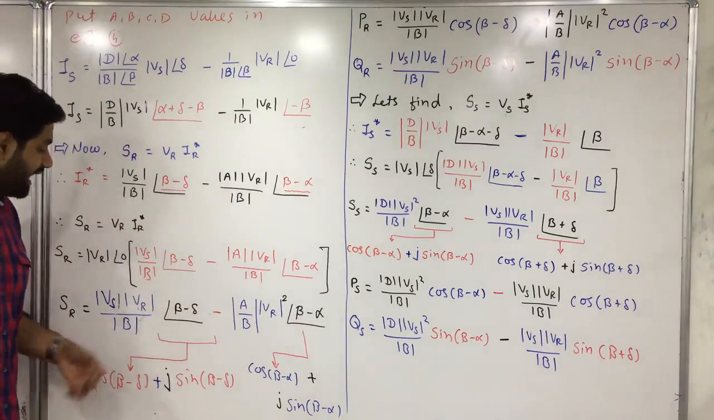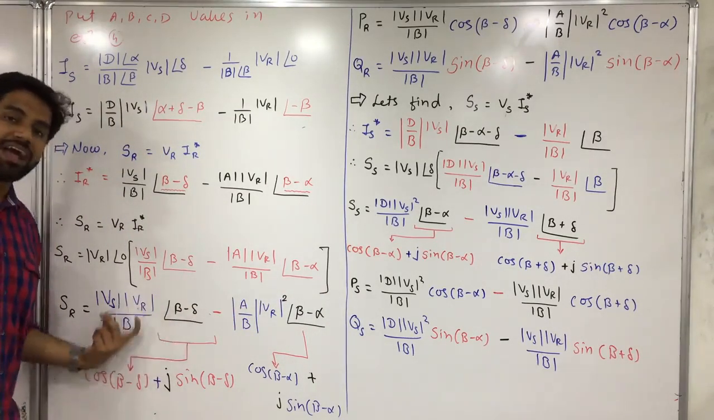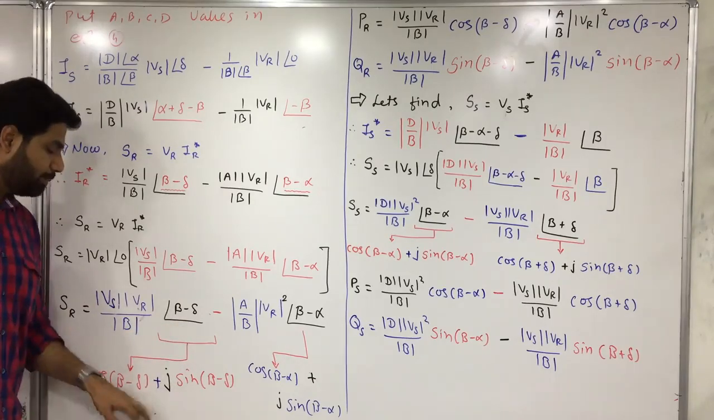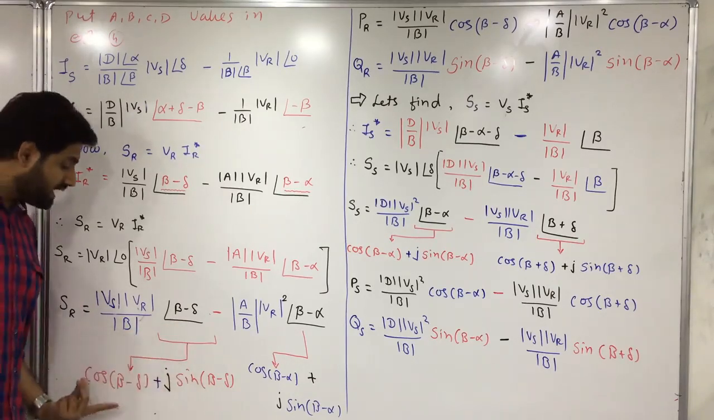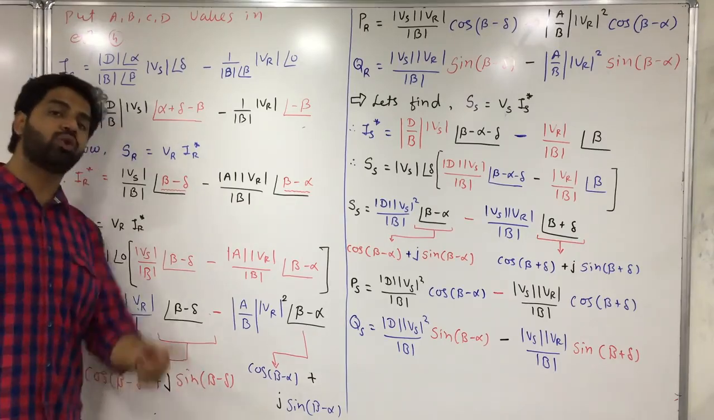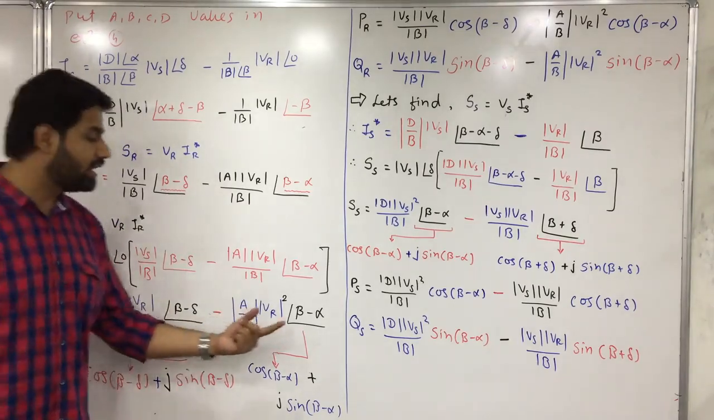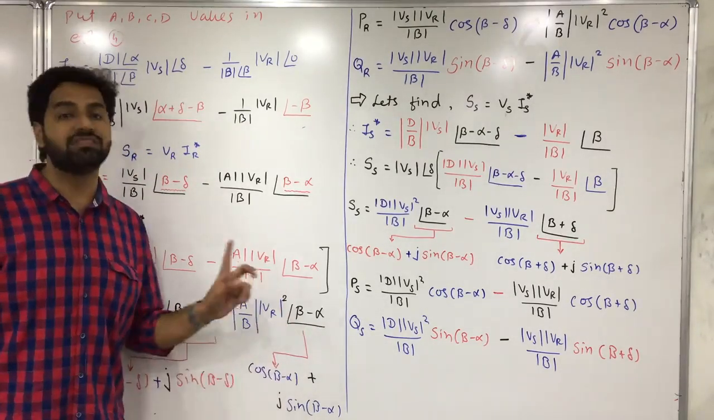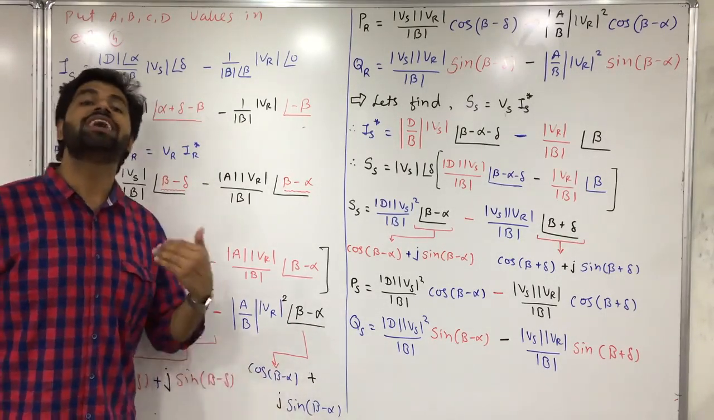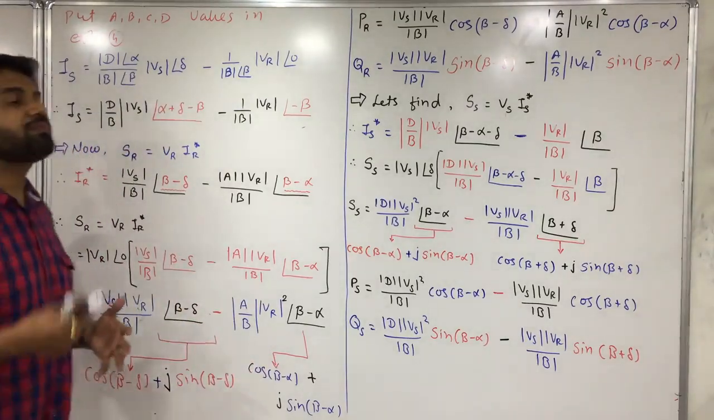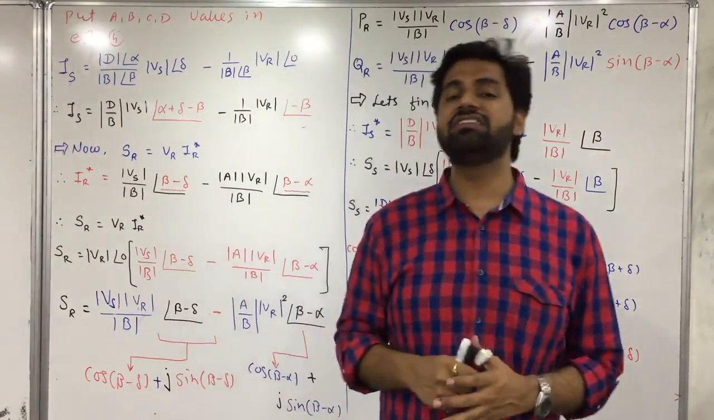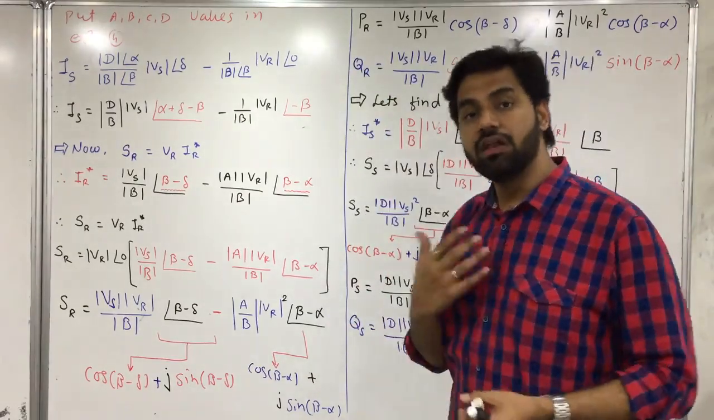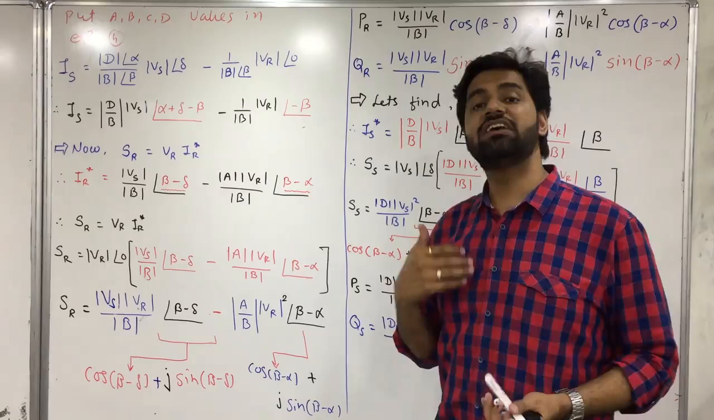Fine? Okay. Now when I talk about magnitude at some angle, this angle will have two components. One is the cosine component and one is the sine component. The cosine component is a real component and the sine component is an imaginary component. So I know S is complex power, which is equal to P plus jQ. So P is nothing but the real part of it and Q is nothing but the imaginary part of it.